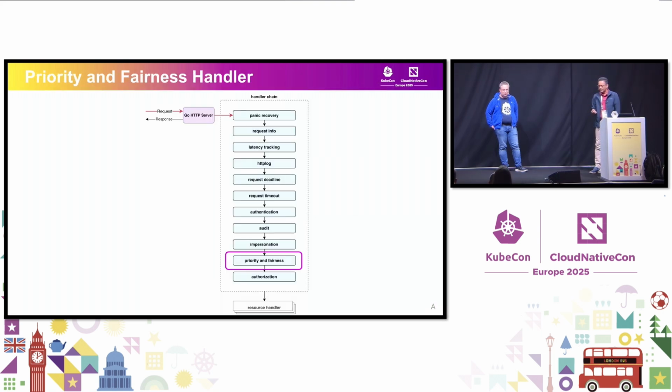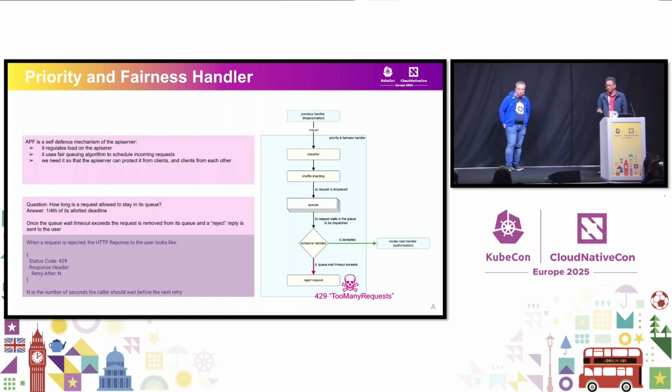So the next stop is the priority and fairness handler. API priority and fairness is a self-defense mechanism of the API server. It regulates the load on the server, and it uses a fair queuing algorithm to schedule the requests. When our request enters the handler, we have the classifier. It finds a matching flow for our request, and then it uses shuffle sharding to select a queue, and the request gets put into this queue and goes into a waiting state.